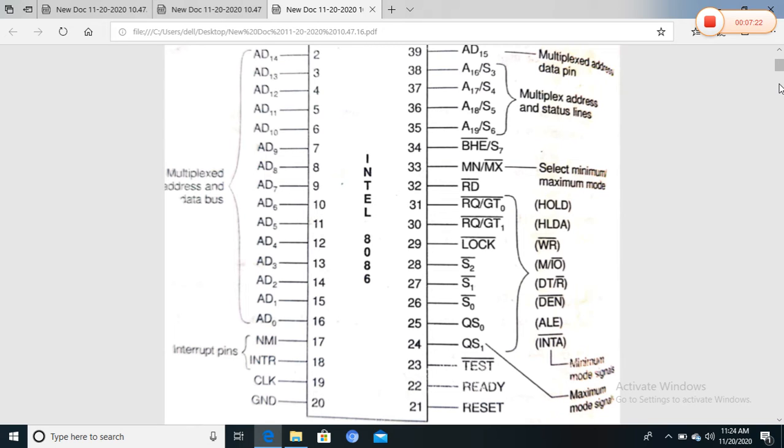Means from that line AD0, A means address, D means data. Address and data are multiplexed. Pin number 1, 2 to 16 and 39. These are multiplexed bidirectional address and data bus.